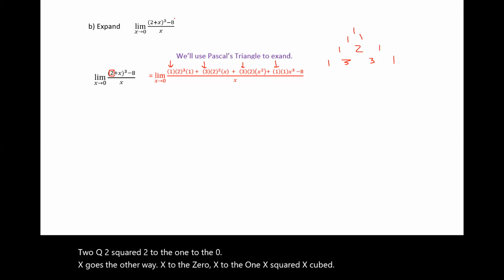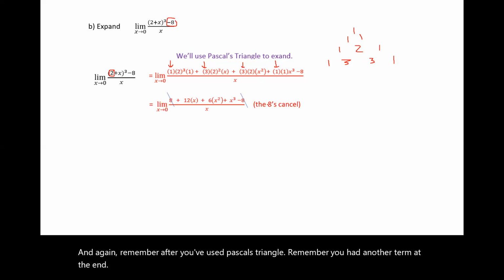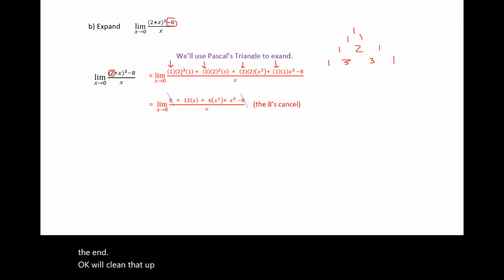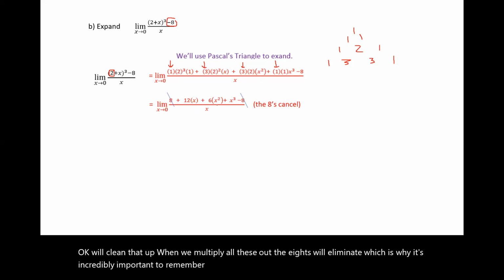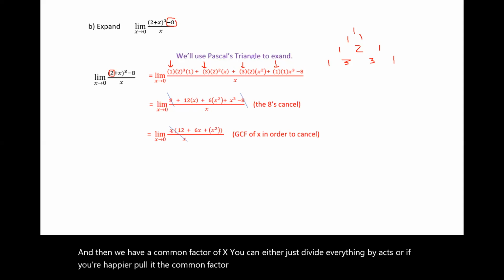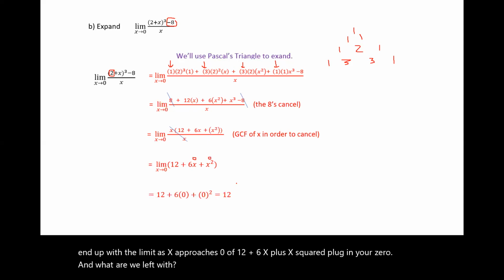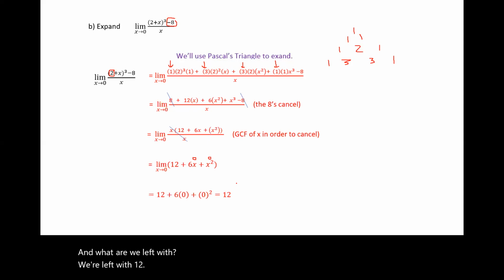And again, remember, after you've used Pascal's triangle, remember you had another term at the end. Okay, we'll clean that up. When we multiply all these out, the 8s will eliminate, which is why it's incredibly important to remember that. And then we have a common factor of x. You can either just divide everything by x, or if you're happier, pull out the common factor first. It doesn't actually matter how you do it. You'll end up with a limit as x approaches 0 of 12 plus 6x plus x squared. Plug in your 0, and what are we left with? We're left with 12. So expanding is a useful math technique for changing the way a limit looks.